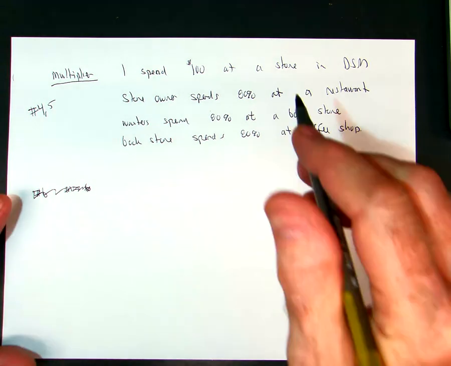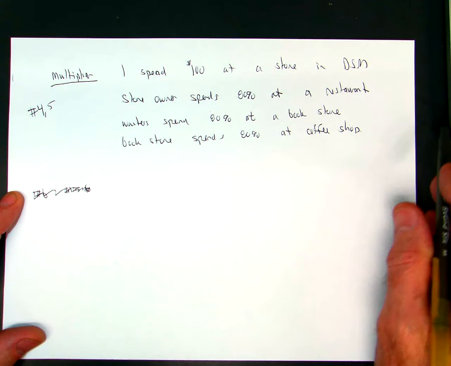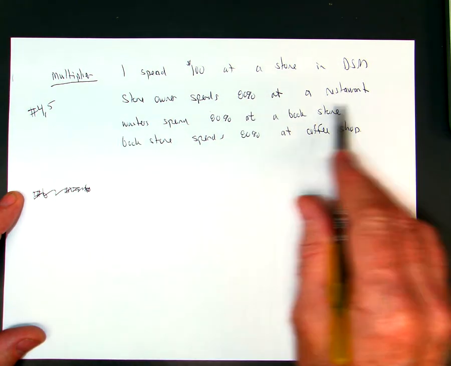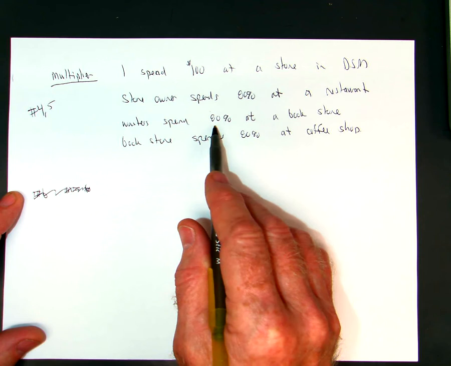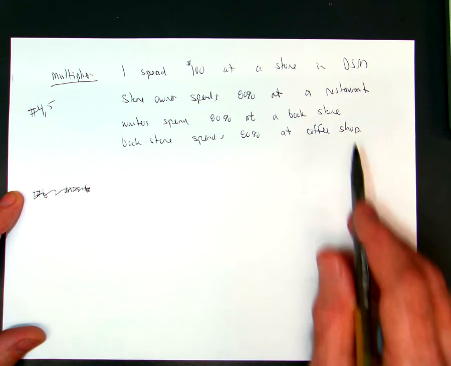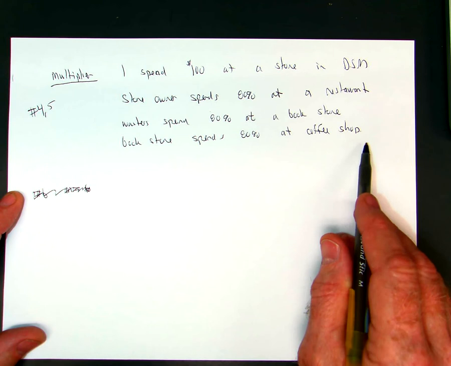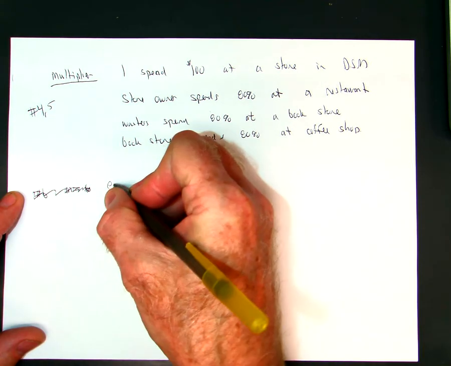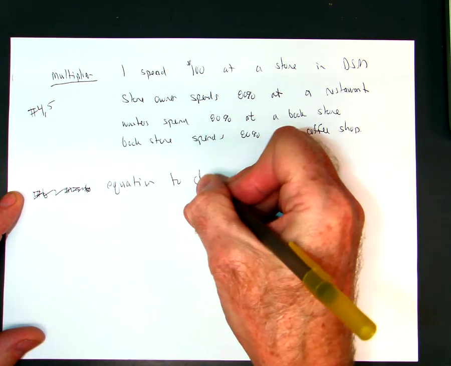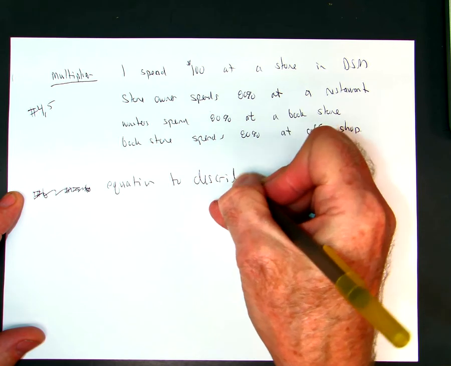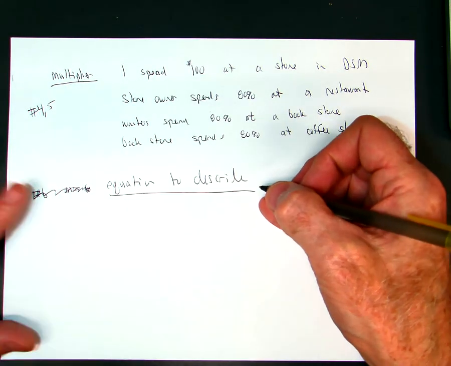And so here's the notion. I'm going to spend $100 at a store in Des Moines. And that store owner spends 80% of that somewhere else, at a restaurant, say. The workers at the restaurant spend 80% of that at a bookstore. And the bookstore people spend another 80% of that at a coffee shop. So I'm going to write an equation to describe this spending. And again, you're going to have this multiplier effect. When you read the lab, you'll understand what I'm doing here.